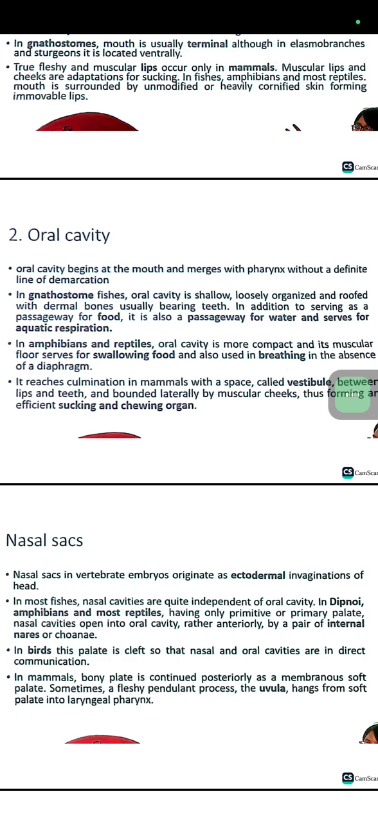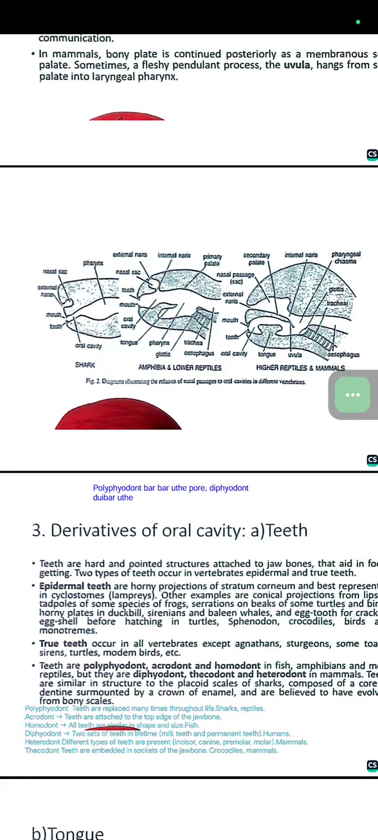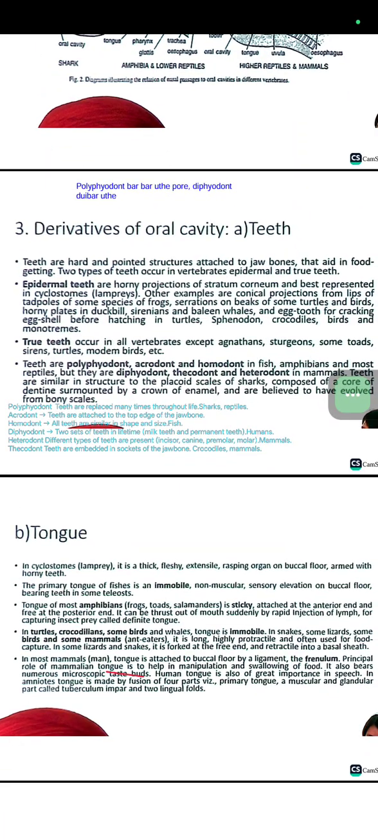It reaches culmination in mammals with the space called the vestibule between lips and teeth and bounded laterally by muscular cheeks, thus forming an efficient sucking and chewing organ. Then let's look at some derivatives, like teeth. Teeth are hard and pointed structures attached to jaw bones that aid in food getting.